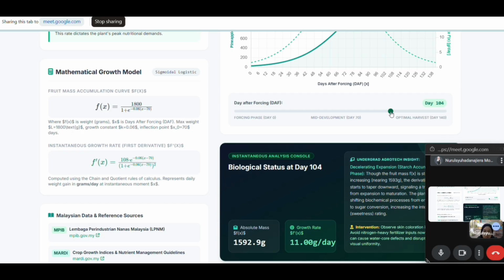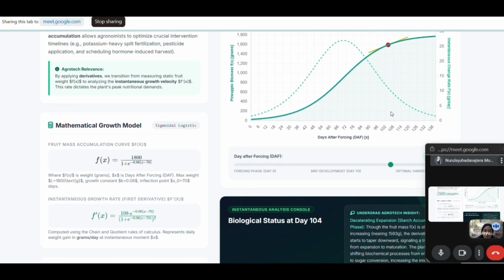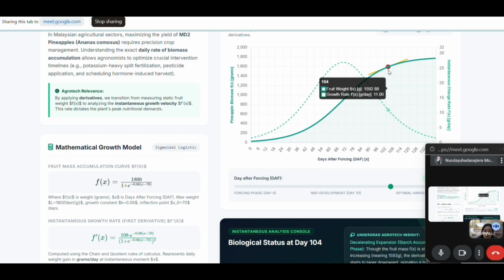And then day 140. After the peak around day 80 to 90, the growth rate starts to slow down, and you can see the fruit mass curve becomes flat. This tells us the fruit has reached full maturity and is ready to be harvested.